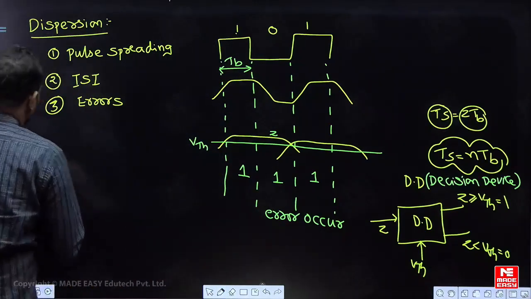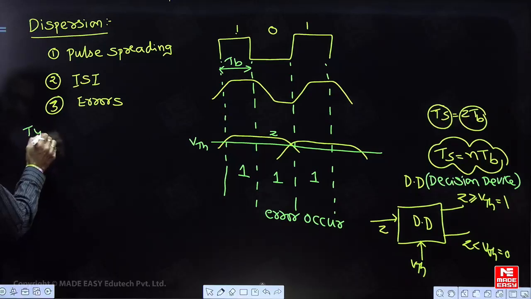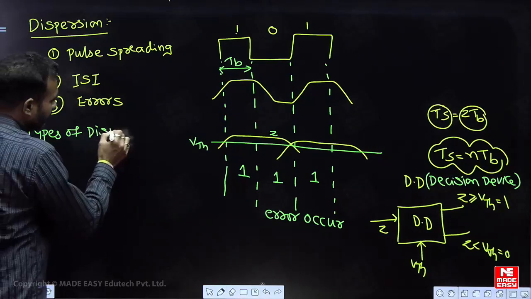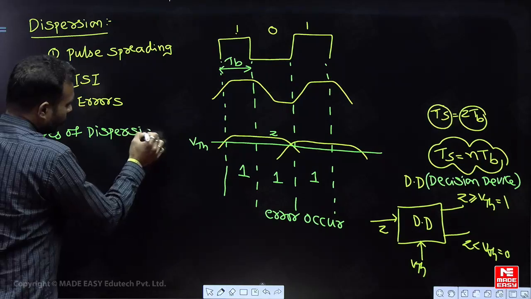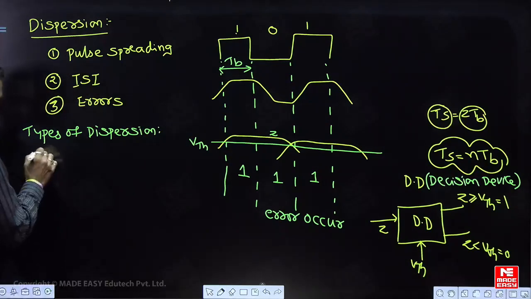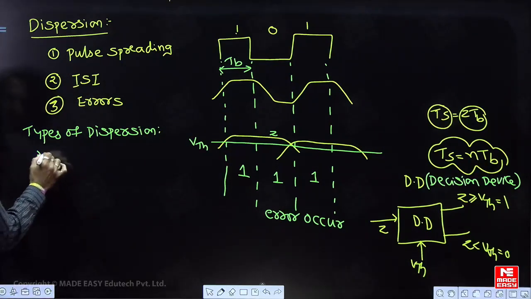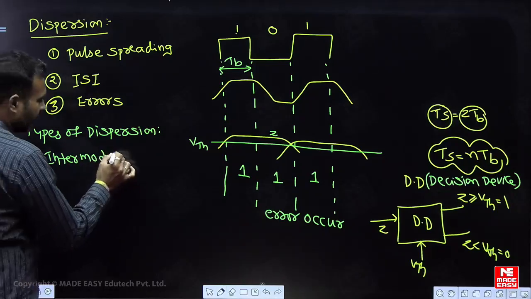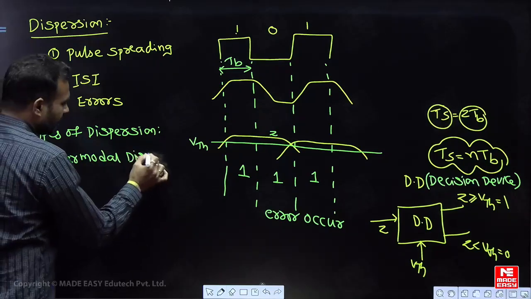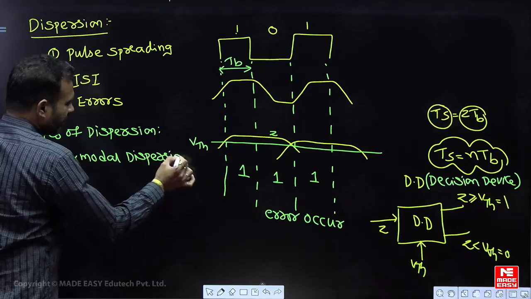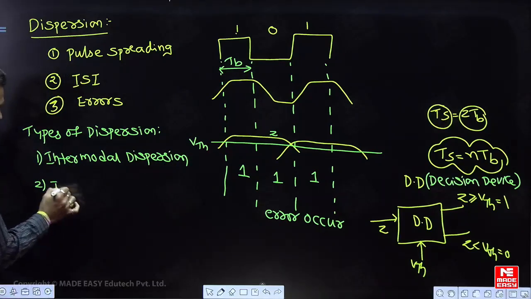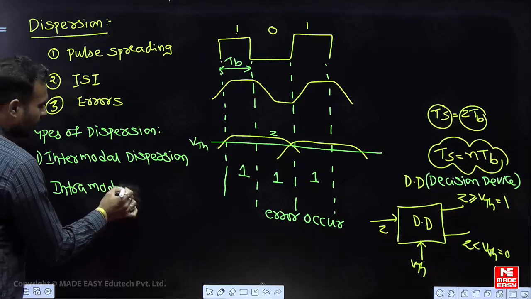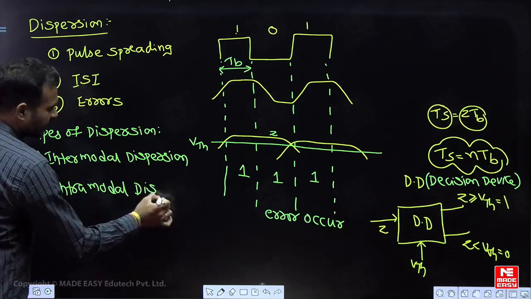So I will explain to you about the types of dispersion. Dear students, concentrate a little. So the types of dispersion we have: when you talk about the types of dispersion, we have two types. The first one is called intermodal dispersion, and the second one is called intramodal dispersion.